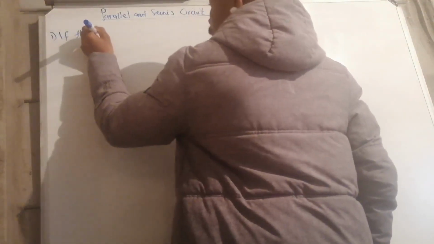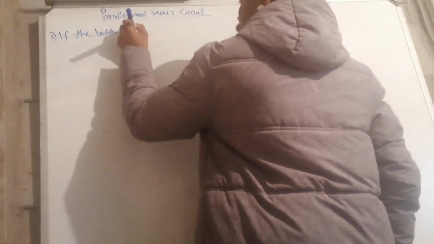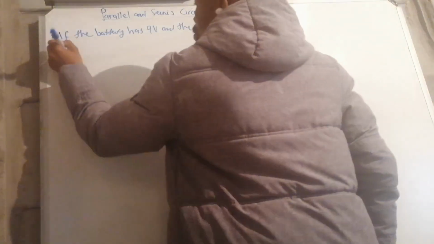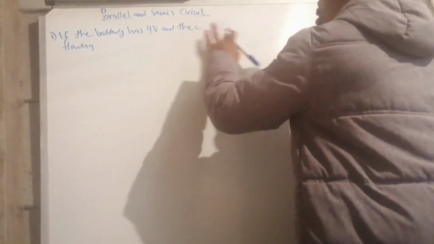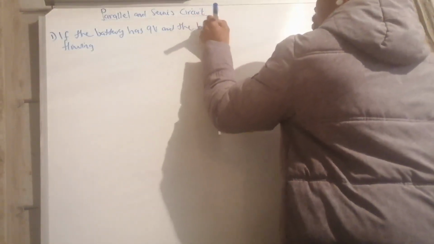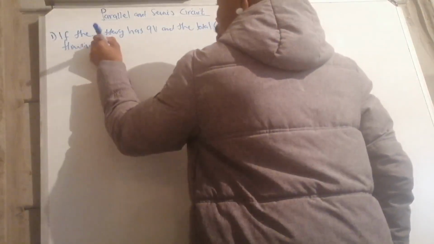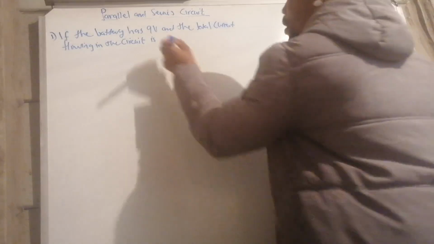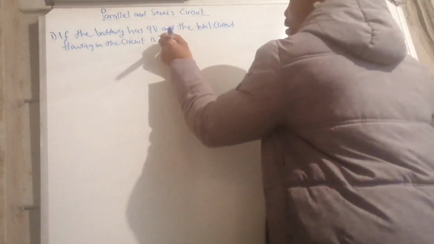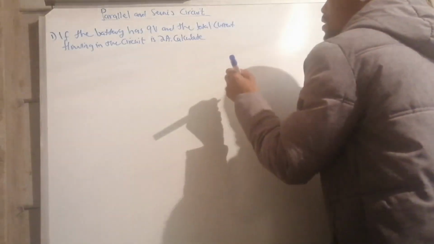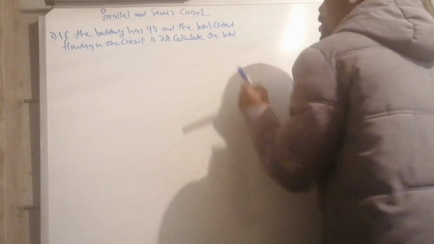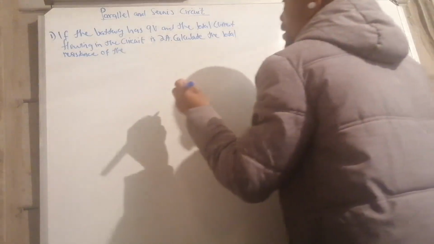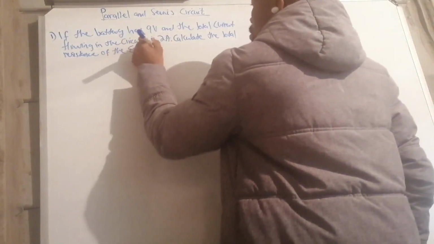If the battery has 9 volts and the total current flowing in the circuit is maybe 2 amperes, calculate the total resistance of the external circuit.